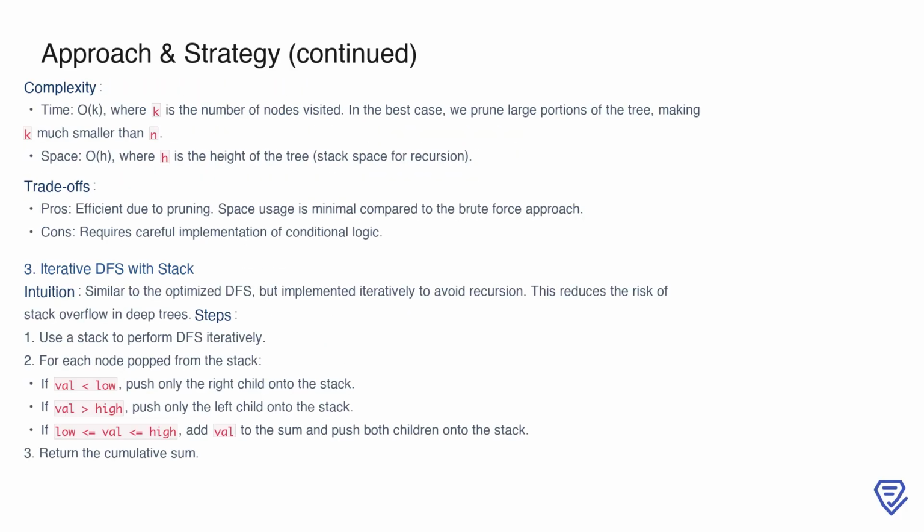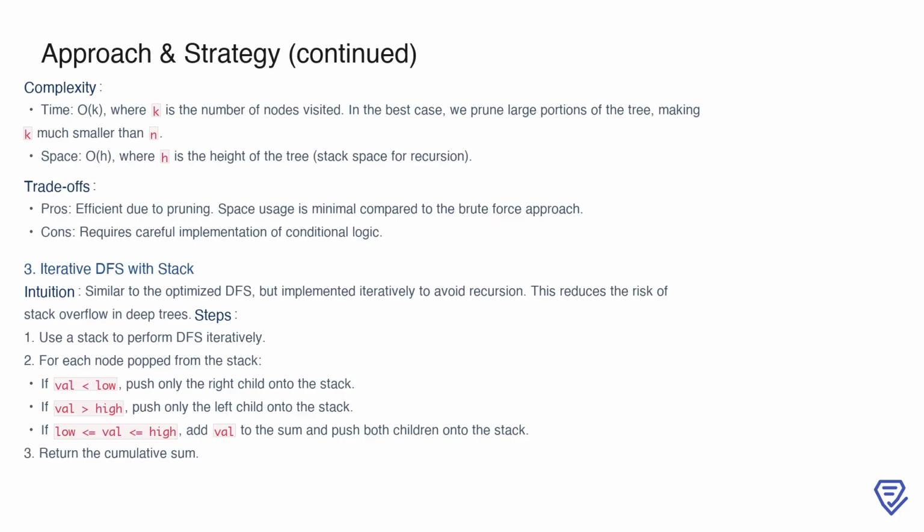The optimized DFS approach offers notable improvements in complexity. The time complexity is O(k), where k is the number of nodes actually visited during the traversal. Thanks to the pruning, k can be much smaller than the total number of nodes n, particularly when the range, low, high, is narrow. The space complexity is O(h), where h is the height of the tree, since the recursion stack only needs to hold nodes along the current traversal path.